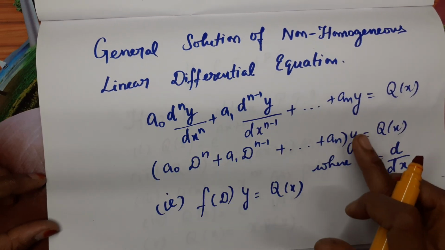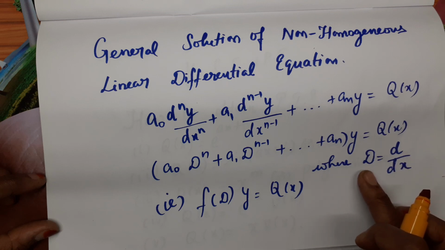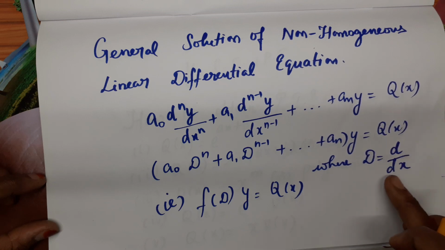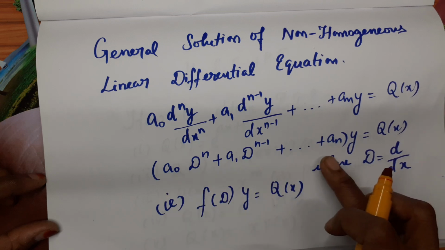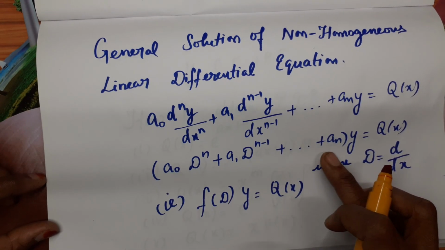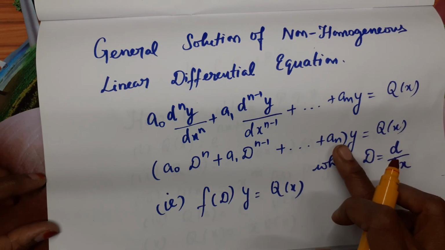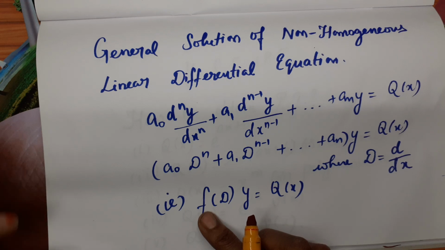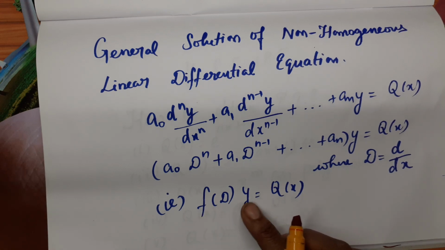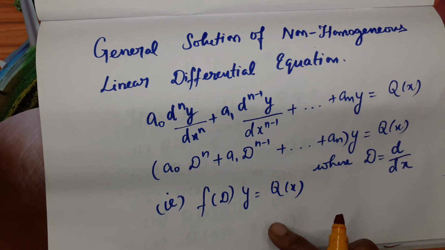In all the terms I can take y outside, and I am going to use the symbol capital D equal to d by dx. So I get the equation a naught D^n plus a1 D^(n minus 1) plus etc. up to an into y equal to q of x. This is a function of D, so I can write it as f of D into y equal to q of x. This is a non-homogeneous linear differential equation.